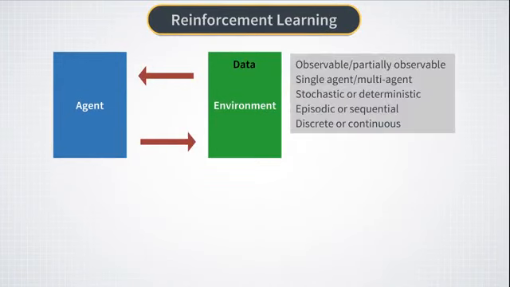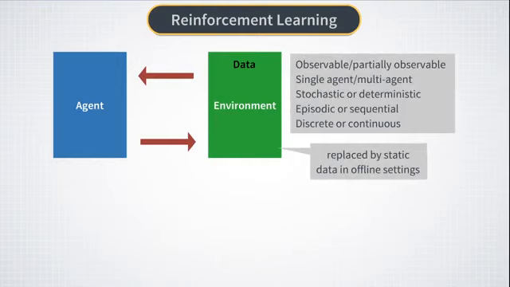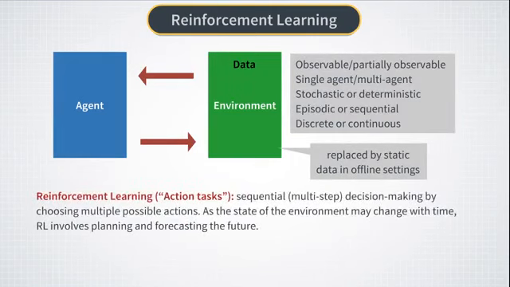Let's start with a diagram that we discussed many times in this specialization, namely a diagram that shows the interaction of an agent with the environment. Reinforcement learning solves this task of sequential decision-making that has to optimize some goals expressed via a cumulative reward function. We called such tasks action tasks and said that they involve a perception task as an intermediate step, because optimizing for the goal now involves planning and forecasting into the future.